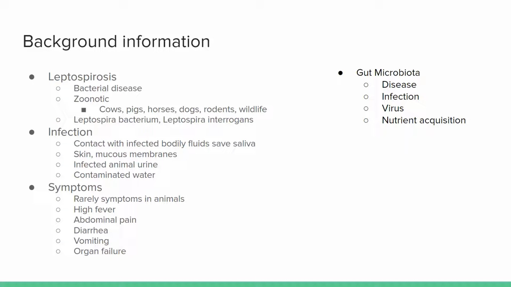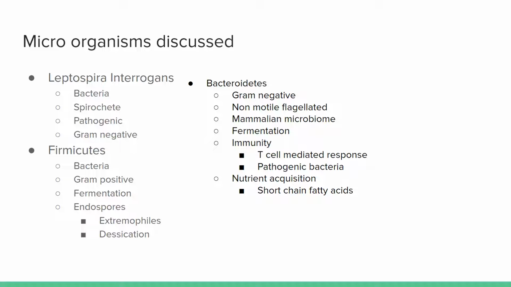The significance of gut microbiota is that it plays a role in immunity and digestion. So they fight off disease, infection, and viruses, and also play a role in nutrient acquisition, which I will further discuss in the next slide. The microorganisms discussed in this research were leptospira interrogans, firmicutes, and bacteroidetes. Leptospira interrogans was the specific strain of leptospirosis that was injected into our test subject that I will mention later. Firmicutes and bacteroidetes are specific bacteria found in the gut microbiome.